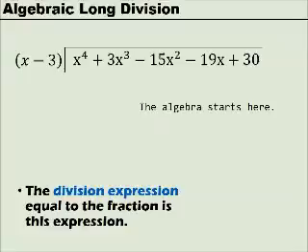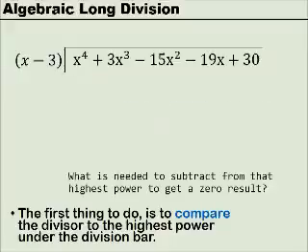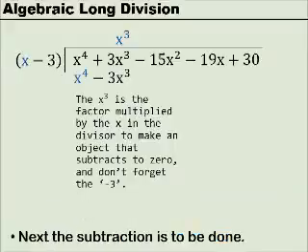The numerator goes underneath the division symbol, and the denominator is the x minus 3, which is being divided into it. And we have to ask, what is the power we need multiplying that x in the x minus 3 to get an x to the fourth? So when we subtract, we get a 0 result. And that's what the question is on the slide here. We got to compare things to figure that out.